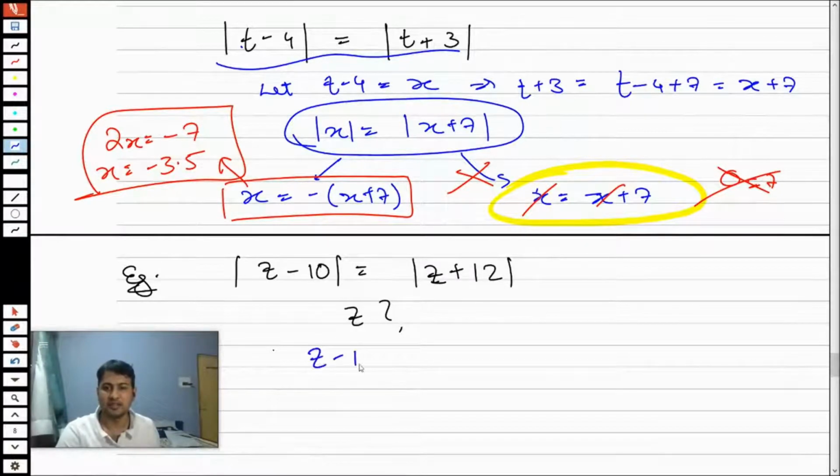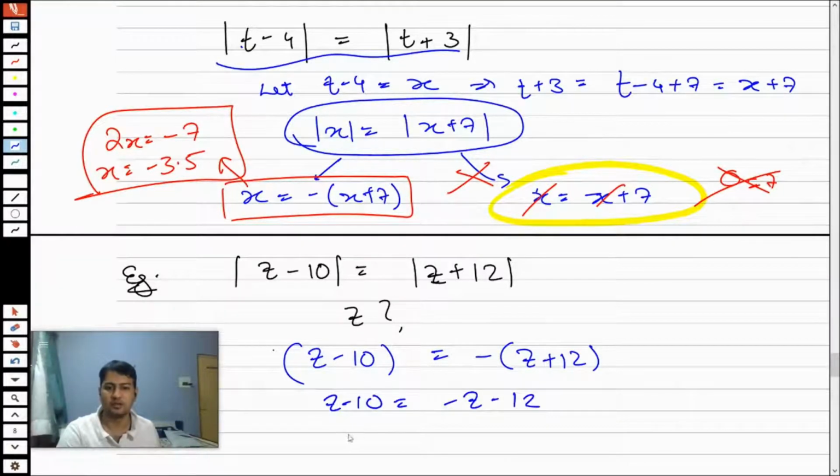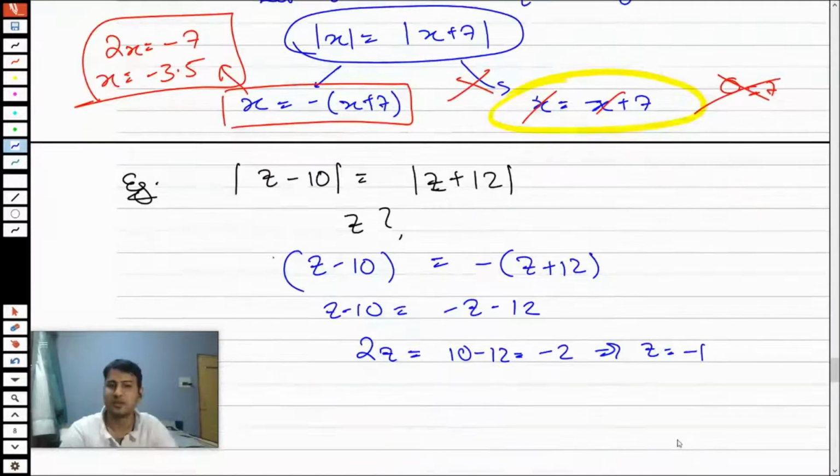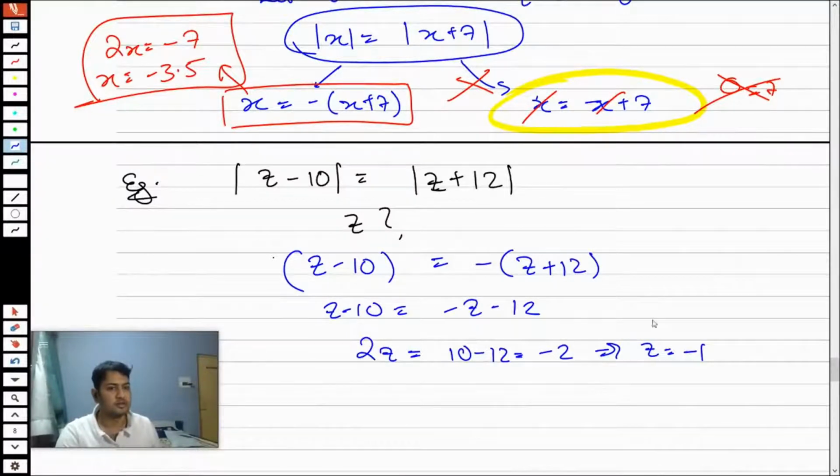So |z - 10| is equal to |z + 12|. Okay, so what I get is that z - 10 is equal to -z - 12. So 2z is equal to 10 - 12, which is equal to -2. So z equals -1. So you can always check back. Okay, so the answer is -1.